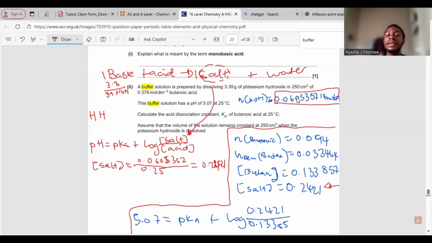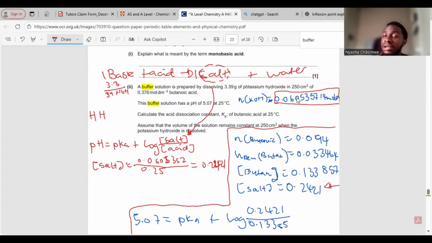So I have the concentration of the salt. Yay, I'm happy. Now, the concentration of the acid. Remember, in the beginning, we're given that there's 250 cubic centimeters of this much acid. But then during the neutralization reaction, some of the butanoic acid is being used to neutralize the base, but some will remain because in a buffer there's always a weak acid and the salt of the weak acid. So the remaining number of moles is what we need to get.